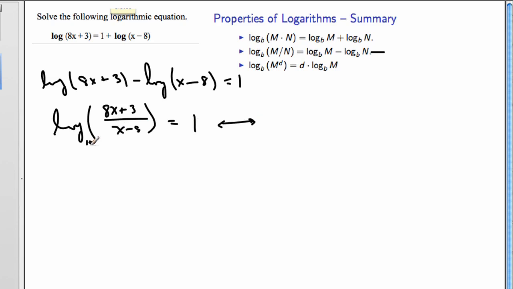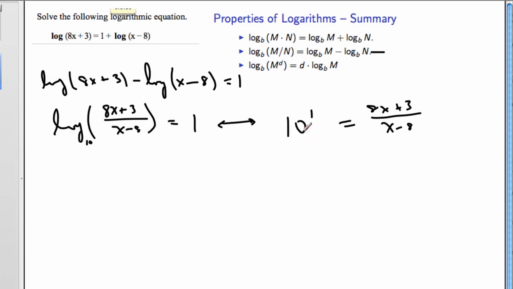Because I have a log base 10, that's equivalent to an exponential expression base 10. And here the input into the log is 8x plus 3 over x minus 8, this kind of complicated thing. That's going to be the output of the exponential expression. So the exponential function will have an output of 8x plus 3 over x minus 8. The log expression had an output of 1, so in the exponential expression, the input will be 1. So these two equations are exactly the same thing. The logarithm equation is equivalent to the exponential equation, but the exponential equation is easy to solve.